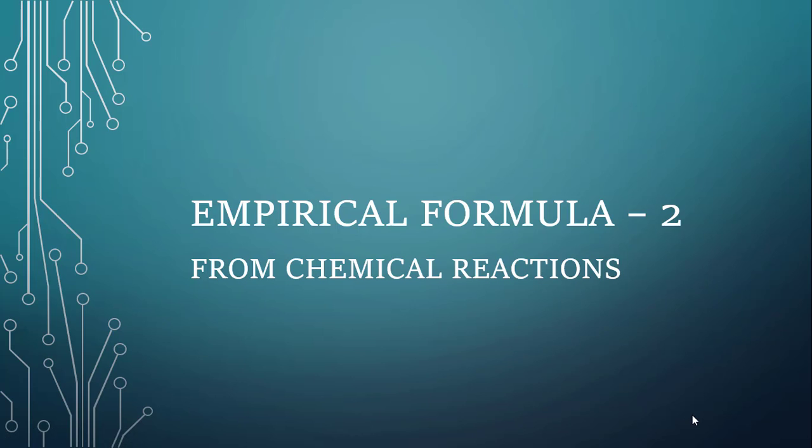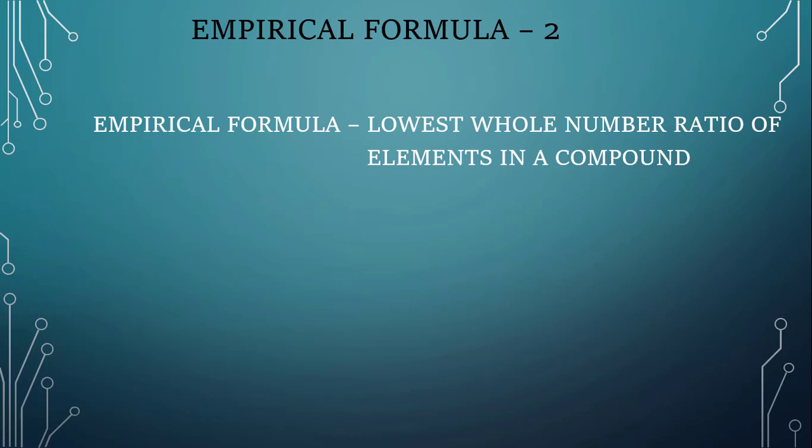This is the second video on how to calculate empirical formulas. The first video used percent composition, or knowing the number of grams of each element in the compound. In this video, we're going to utilize how the chemical reacts to figure out the empirical formula. Now remember, the empirical formula is the lowest whole number ratio of elements in a compound.